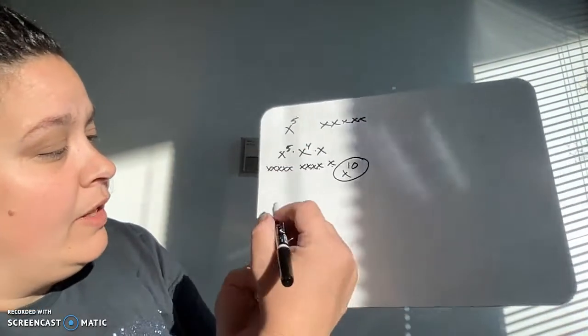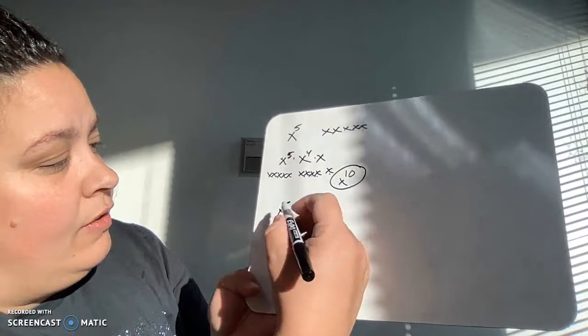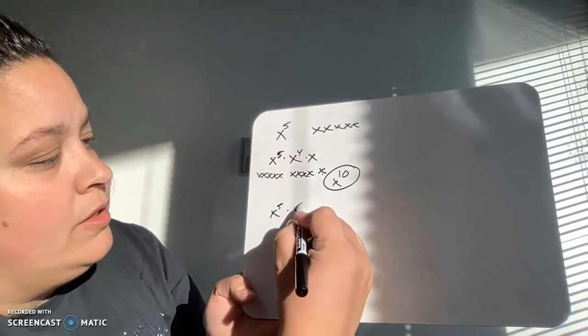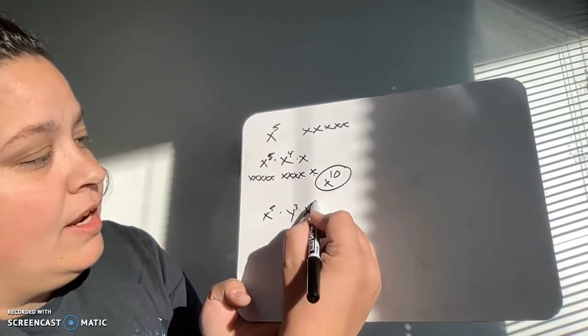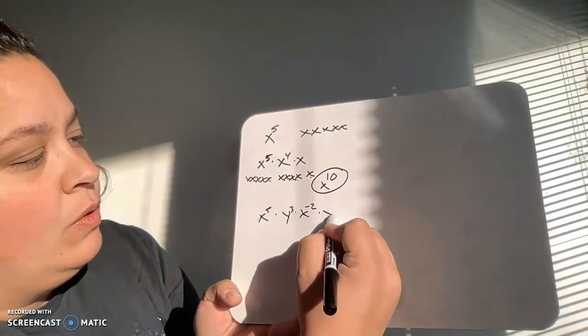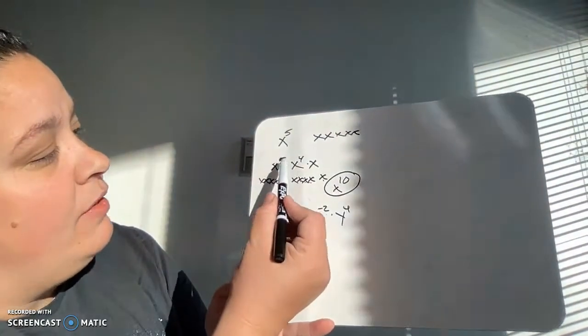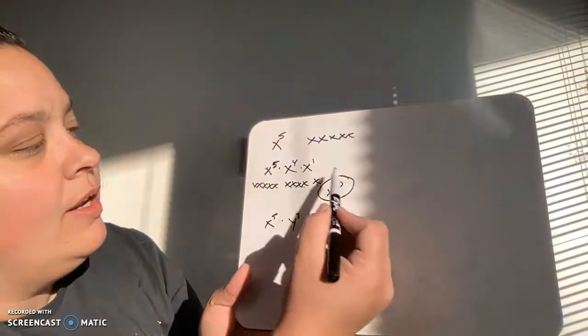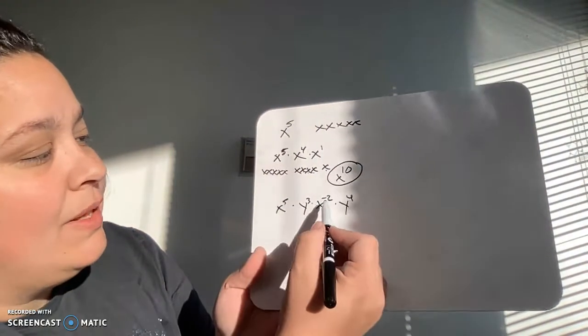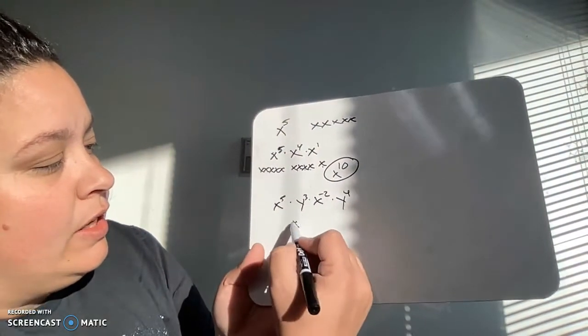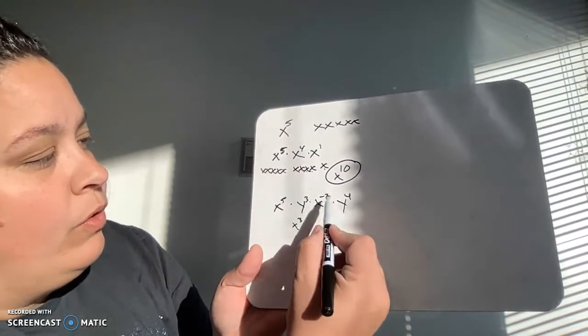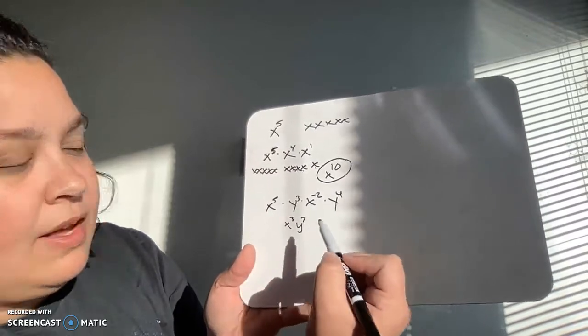If I have multiple letters, so if I have x to the 5th times y to the 3rd times x to the negative 2 times y to the 4th, all I'm doing is adding, right? 5 plus 4 plus 1 is 10. Well, 5 plus a negative 2 is going to be 3. 3 plus 4 is going to be 7.